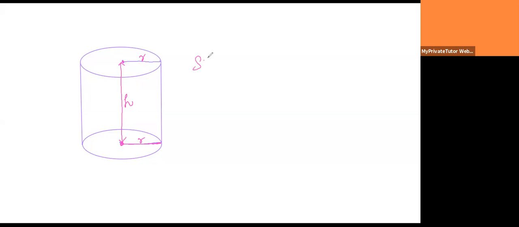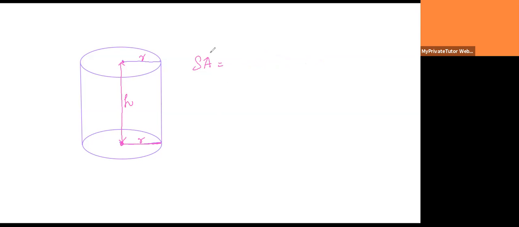Surface area would be like, let me think. I think I know the formula: 2 pi r square plus 2 pi r h. But let me think how to explain it in an easier way.